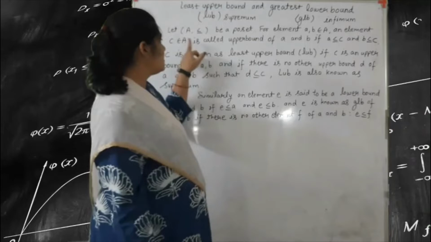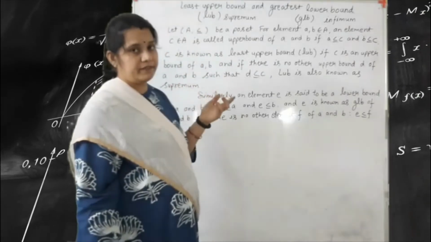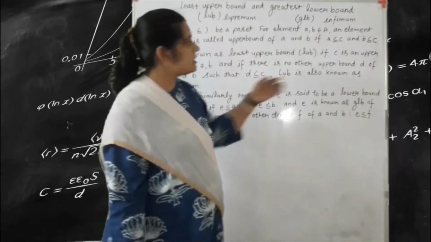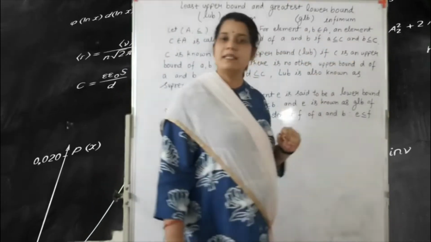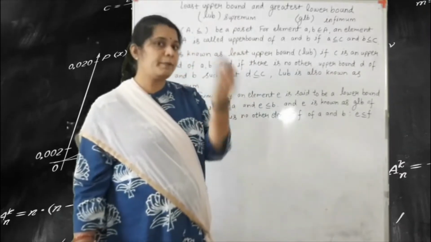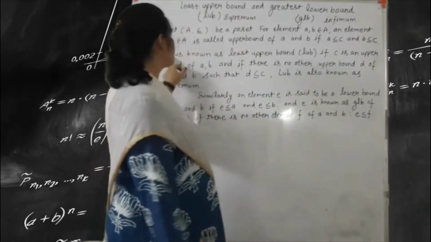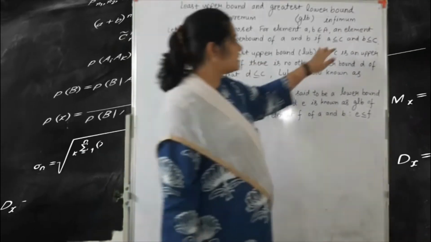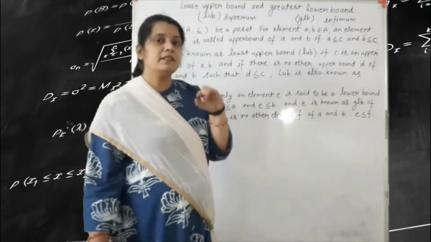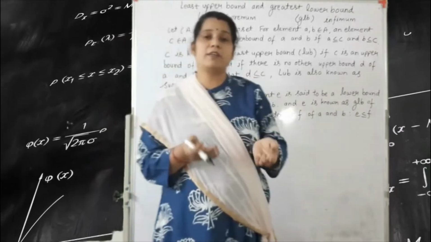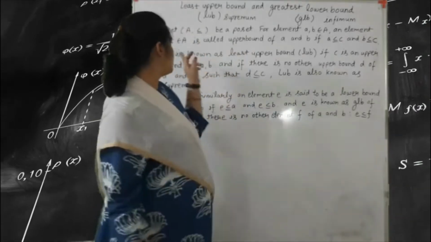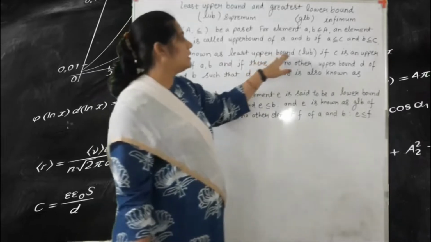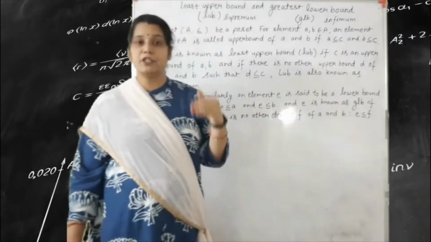So c is the upper bound of a and b if such a condition holds. If c is the upper bound of a and b, then obviously a ≤ c and b ≤ c, because c is the upper bound of a and b. Then c is known as the least upper bound, LUB. Here c is an upper bound, but among the upper bounds we find the least upper bound. So here c is known as the least upper bound, and the short name is LUB.